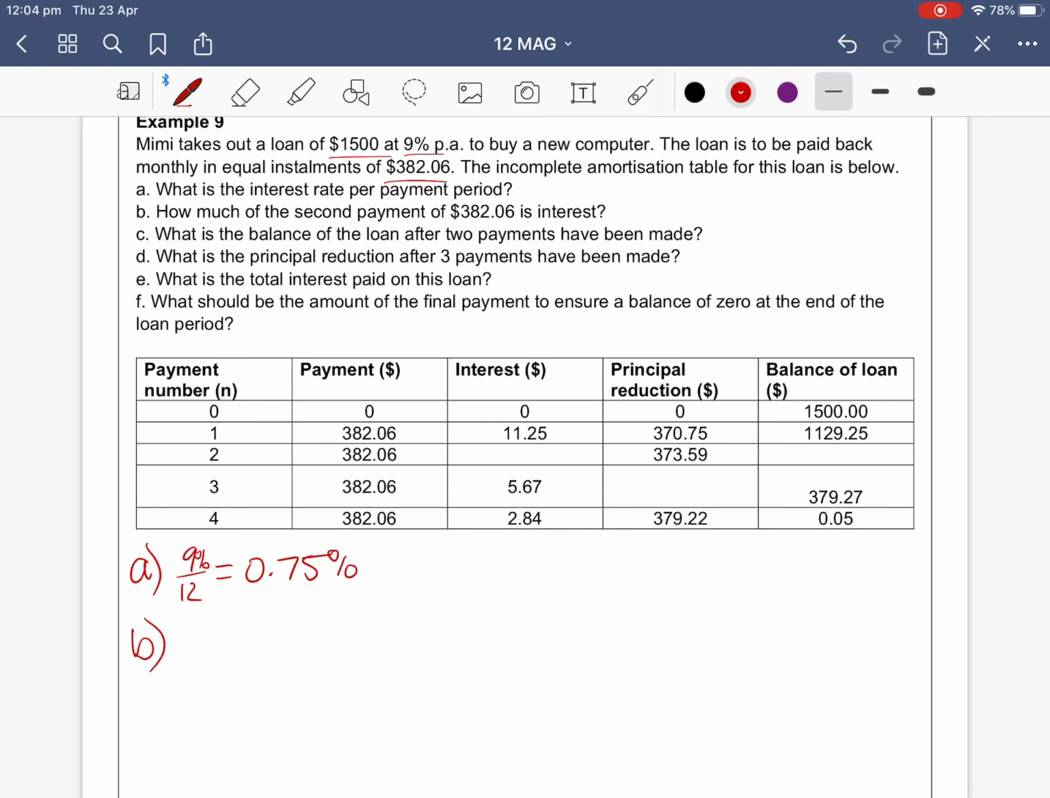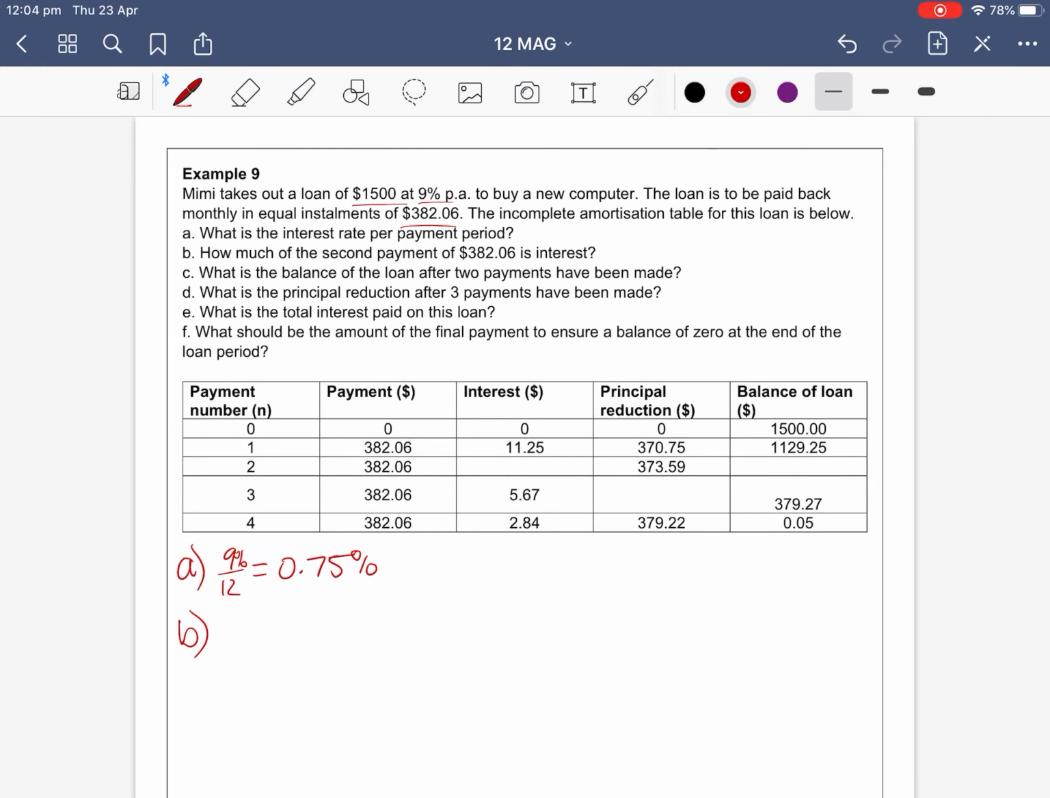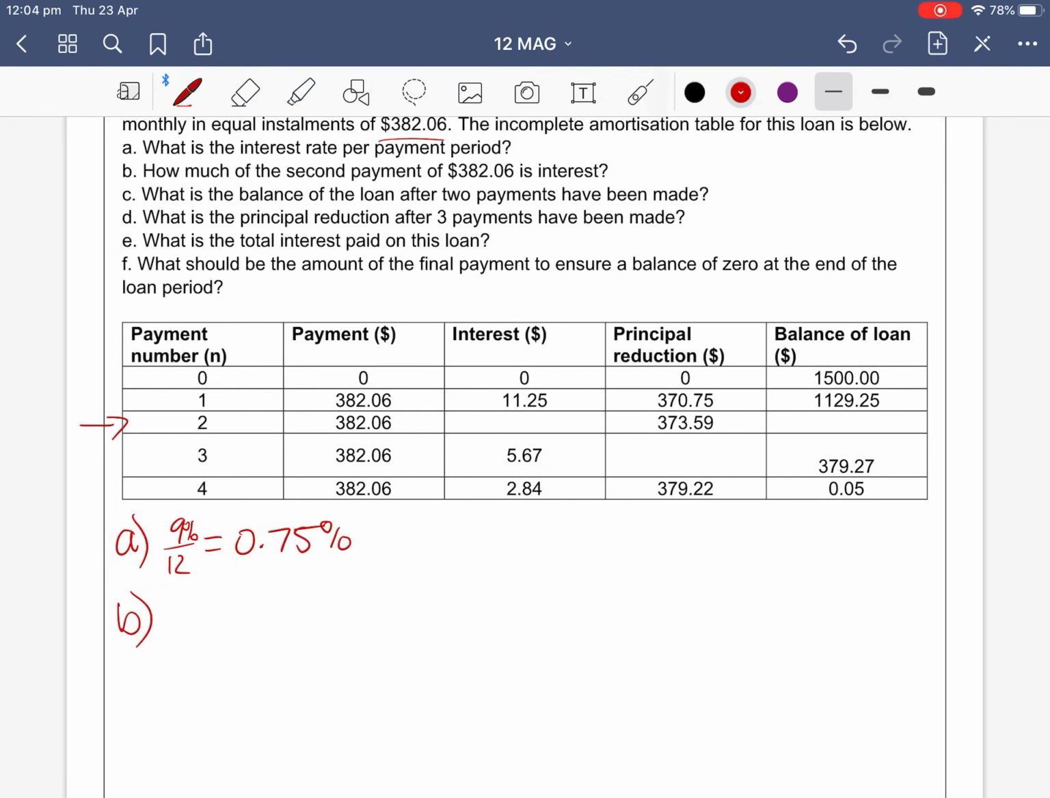So every month she pays 0.75% of the loan. B. How much of the second payment of $382.06 is interest? Okay, well, let's have a look at B. So the second payment is here. All right, so that's the second payment, and we are asked to find this value here for B. So I'm just going to put a little B there.